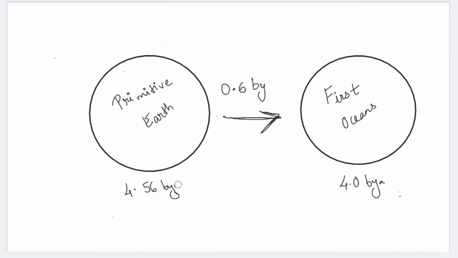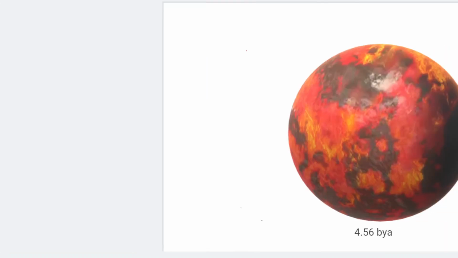The primitive earth, which was formed 4.56 billion years ago, only had its first oceans 4 billion years ago. So iska matlab, it took 0.6 billion years for water to actually come into existence on earth. So why did it take such a long time? What was the process responsible? Let us try to understand that.